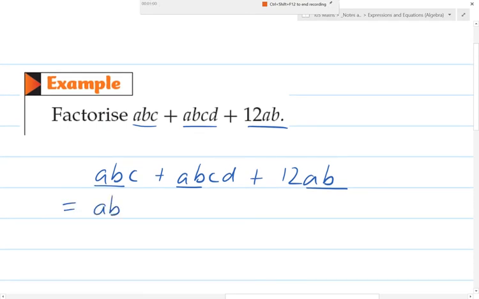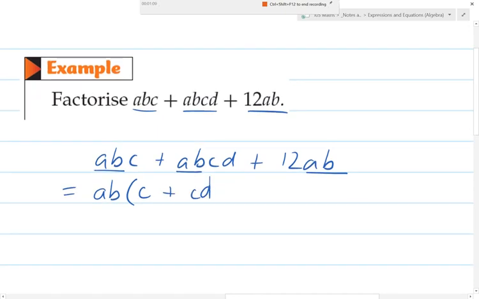So we'll write AB, and then we'll write C to get this term, and then plus CD to get this term. And that should be a D, not an A. And then plus 12 to get that last term there. And that's our factorised answer.